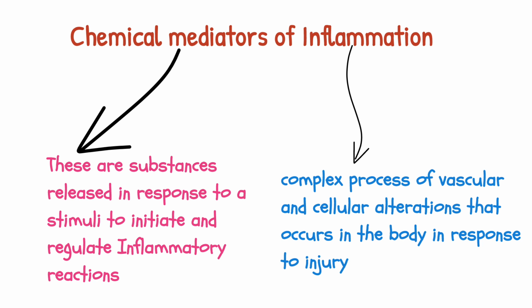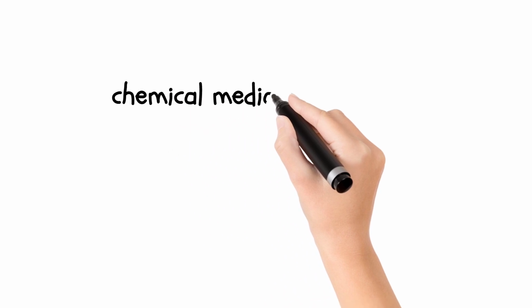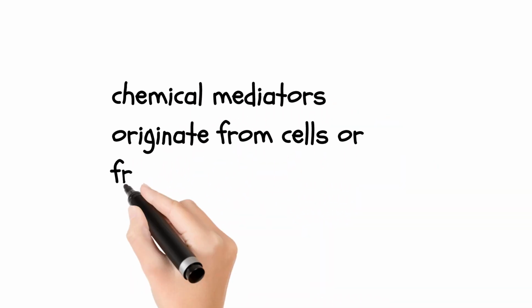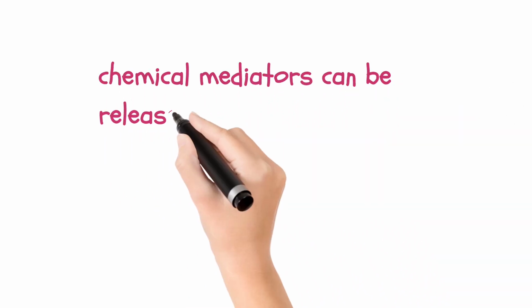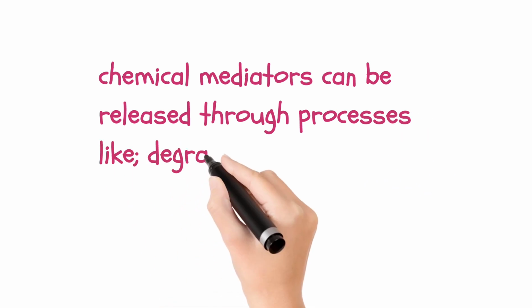Okay, so what are the sources of chemical mediators? The chemical mediators can originate either from cells, example mast cells, macrophages, platelets, epithelial cells, and so on, or from plasma. We know what plasma is. Plasma is the liquid portion of the blood.